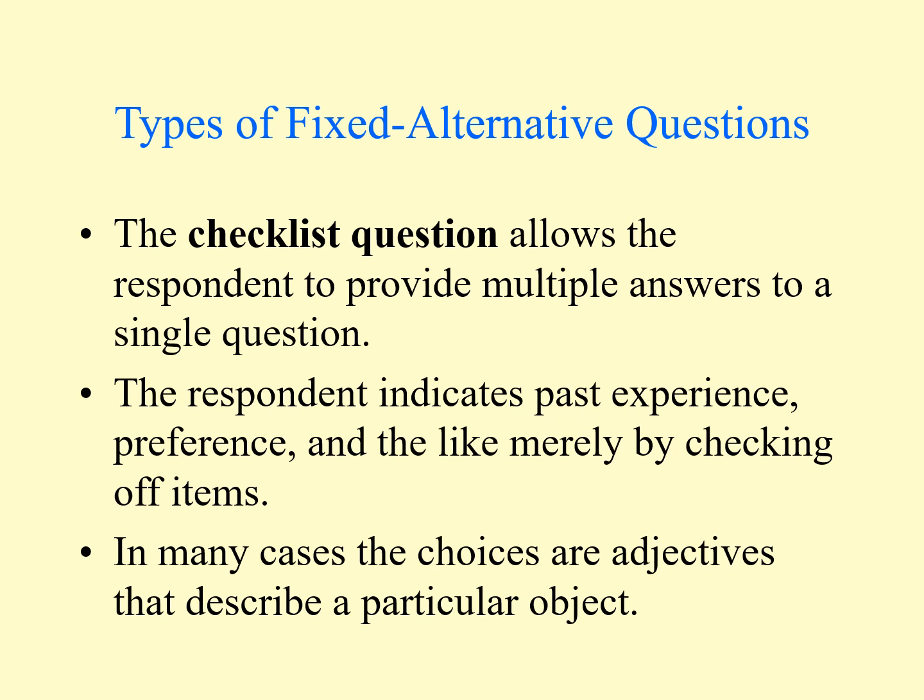The checklist question allows the respondent to provide multiple answers to a single question. The respondent indicates past experience, preference, and the like merely by checking off items. In many cases, the choices are adjectives that describe a particular object.